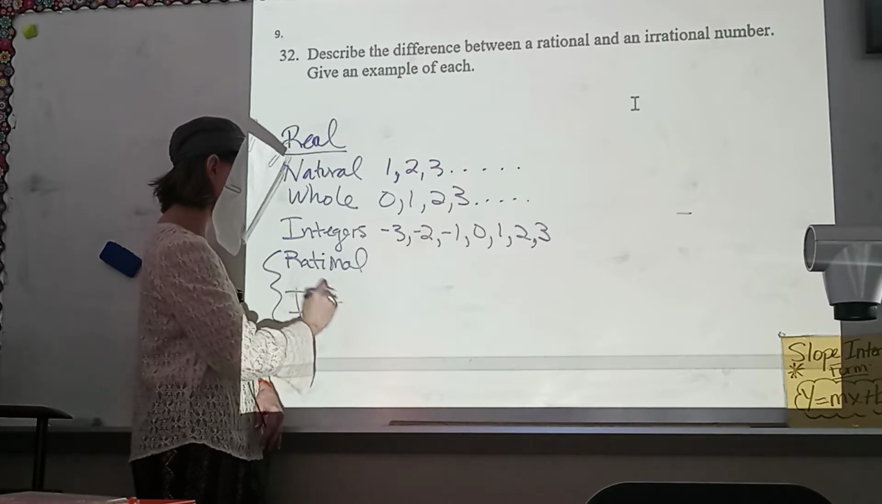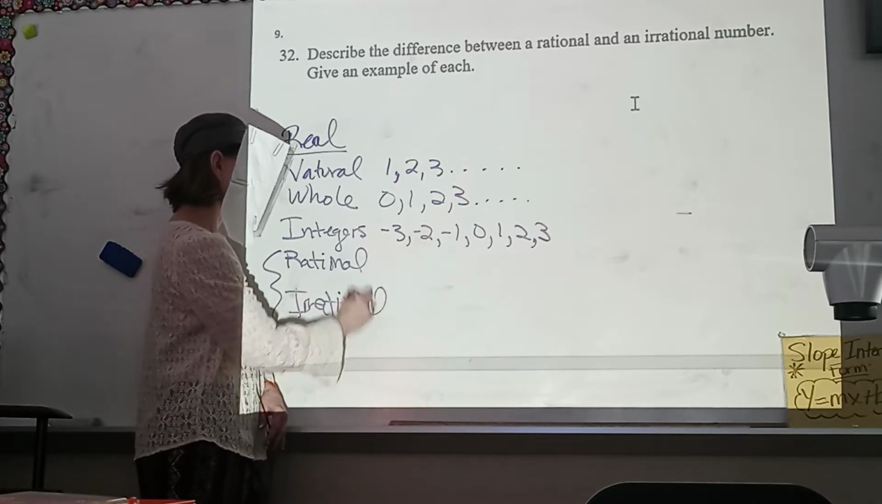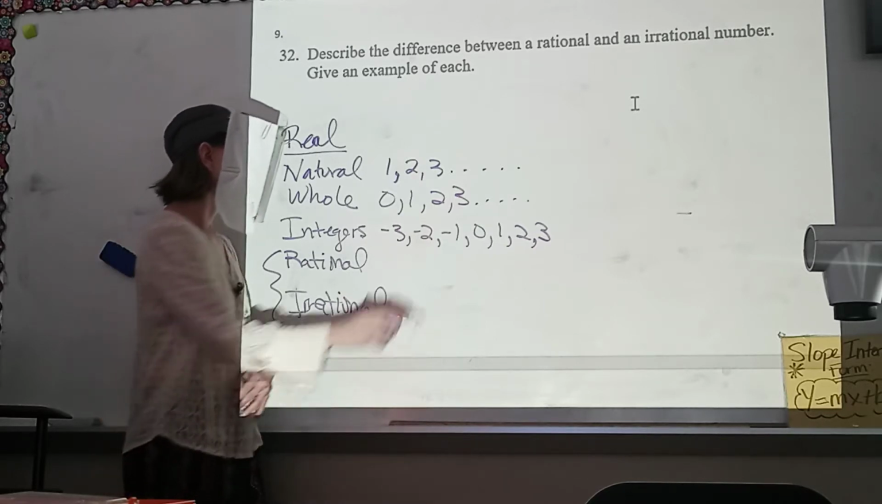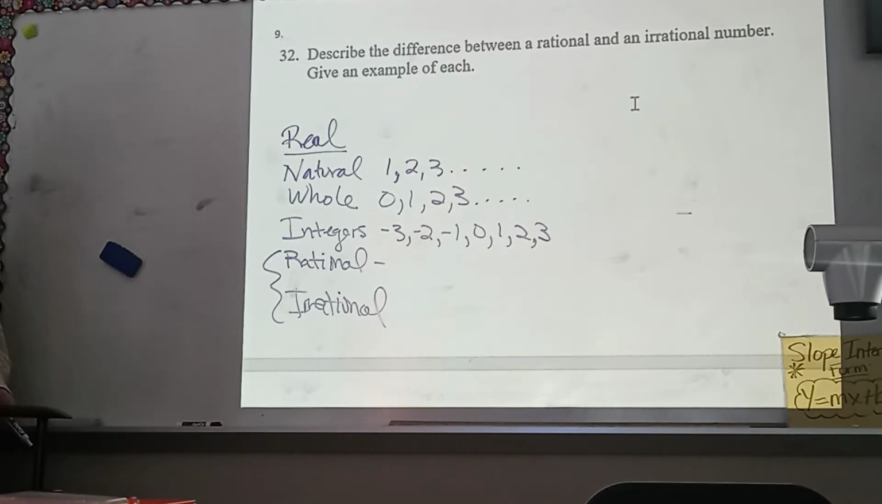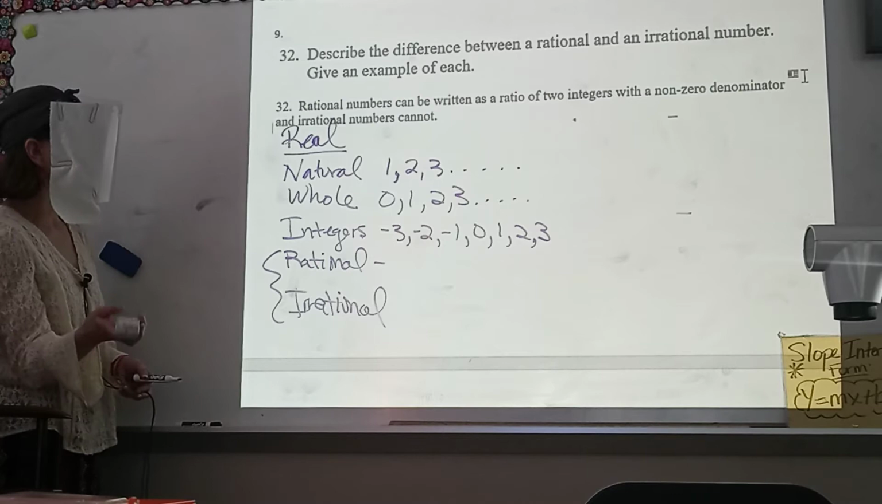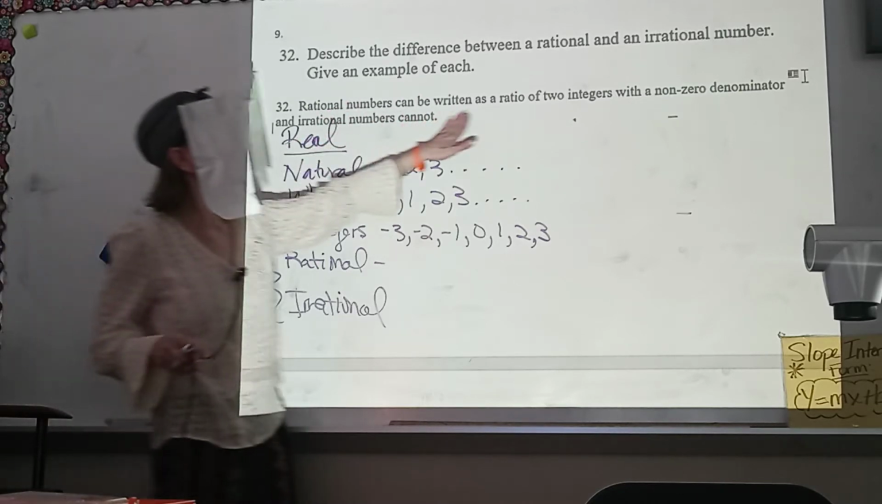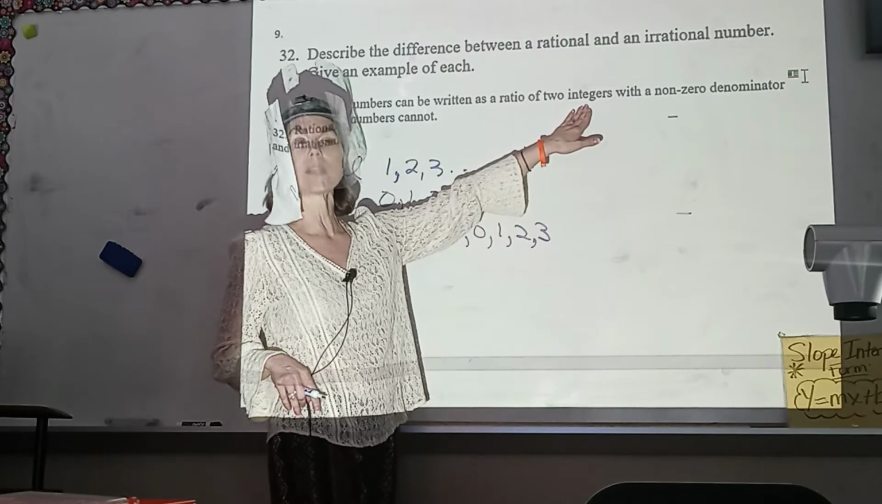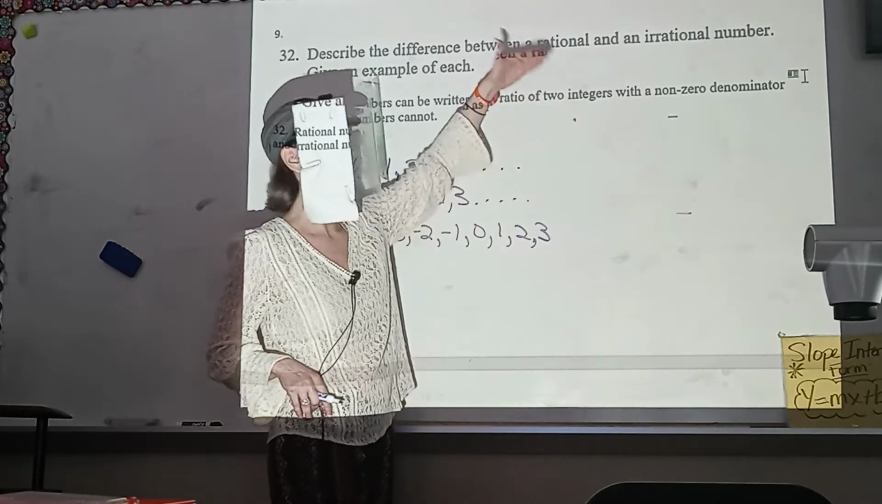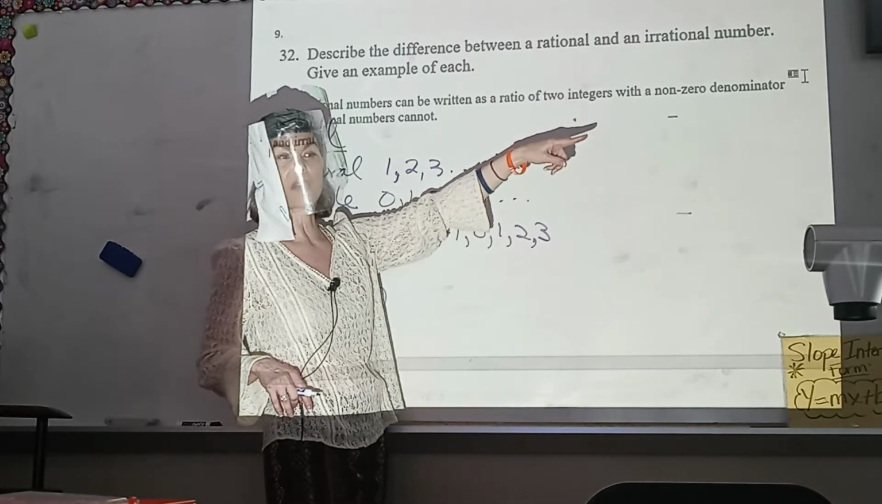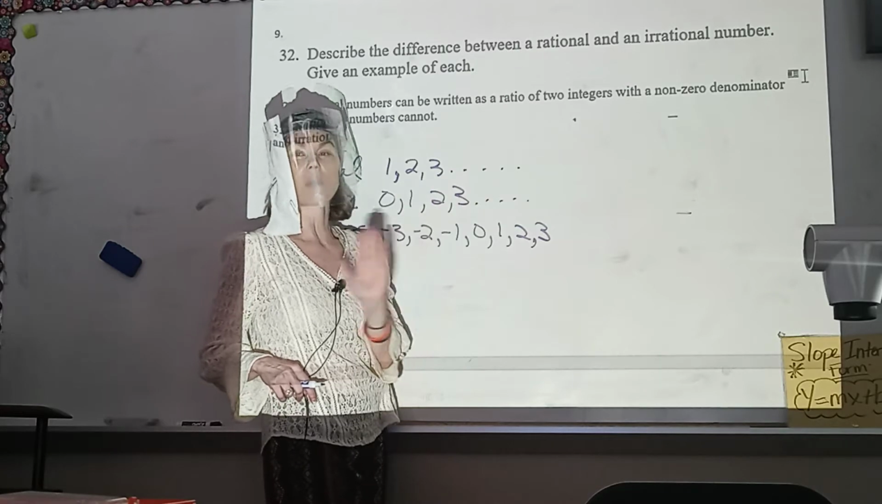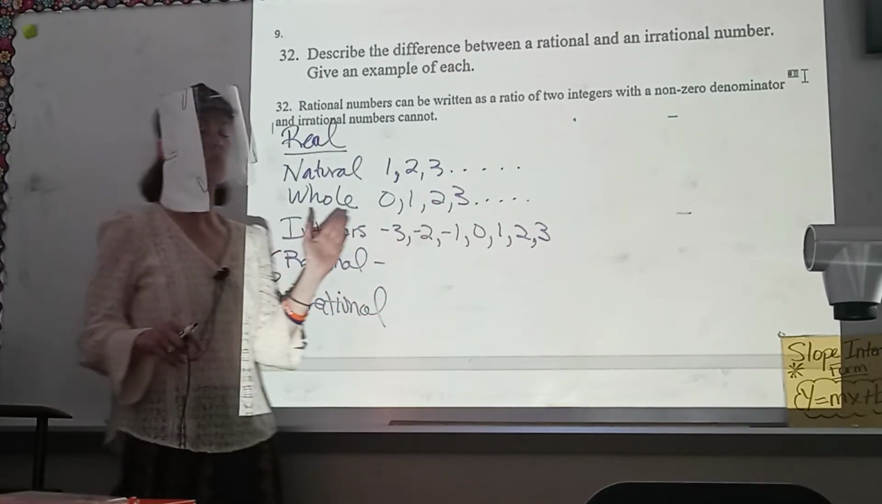So let's talk about that. Let's talk about that for a second, okay? So the definition of rational numbers, I'm going to bring it up for you so that it's all official for you. The official definition says that rational numbers can be written as a ratio of two integers, a ratio meaning a fraction, something over something, with a non-zero denominator, meaning it's a fraction where 0 cannot be in the denominator, okay, and irrational numbers cannot.